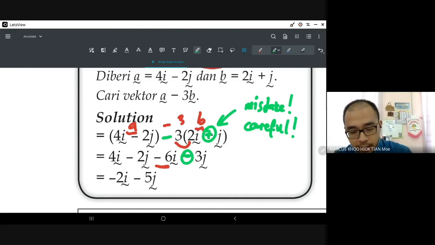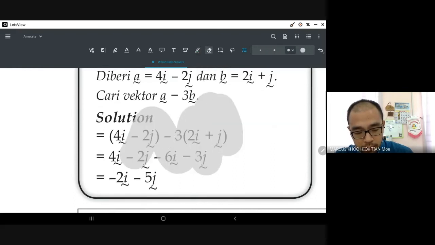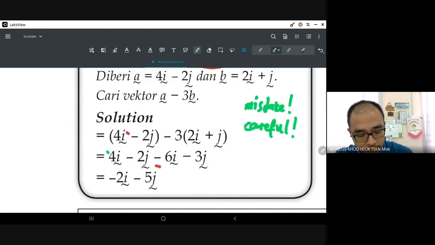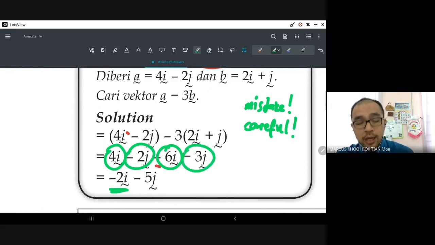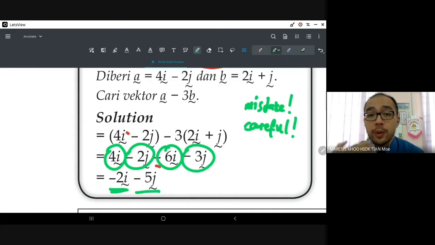Okay, and then after that, what happens? Take a look. After that, the i with the i. So 4 minus 6 will give you negative 2. And then negative 2j minus 3j, negative 2 minus 3 will give you negative 5j. Okay, so this one we want to solve a combination of vectors. Same thing, everybody. Another 10 more minutes, I'm going to ask you to answer this.